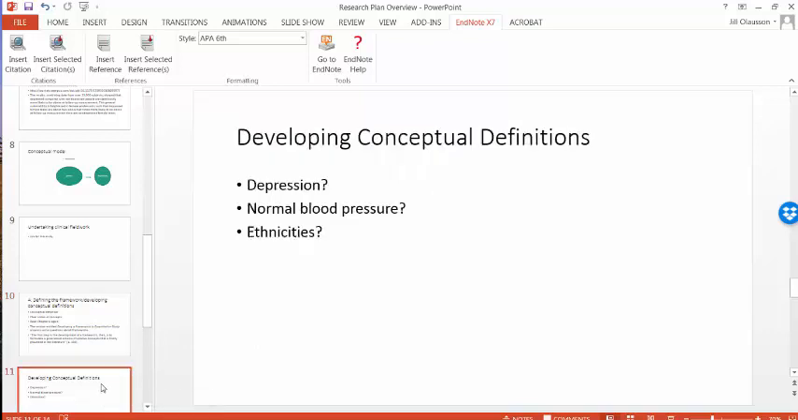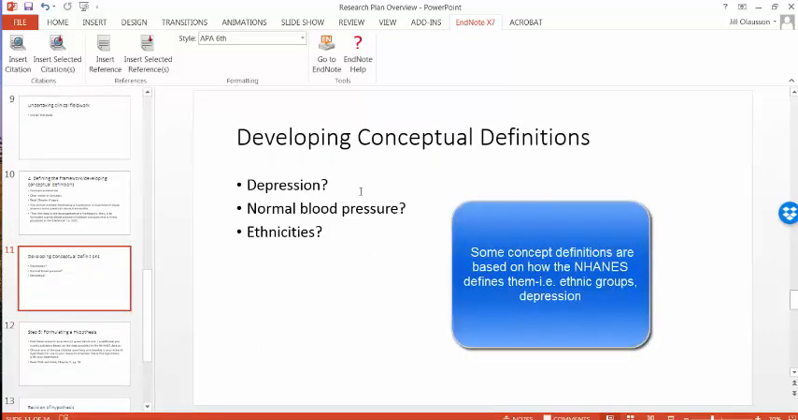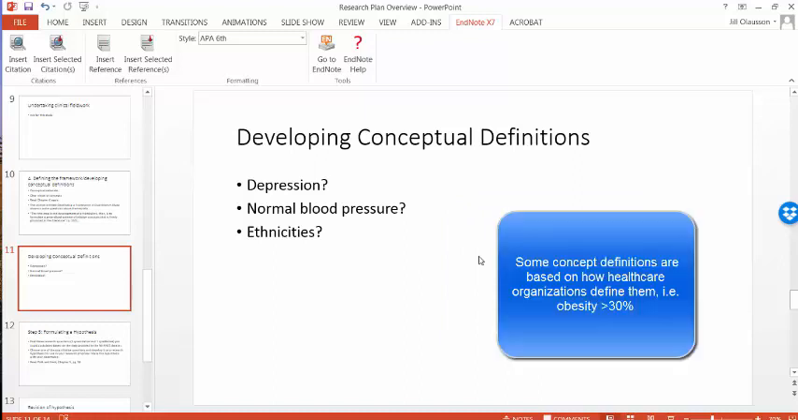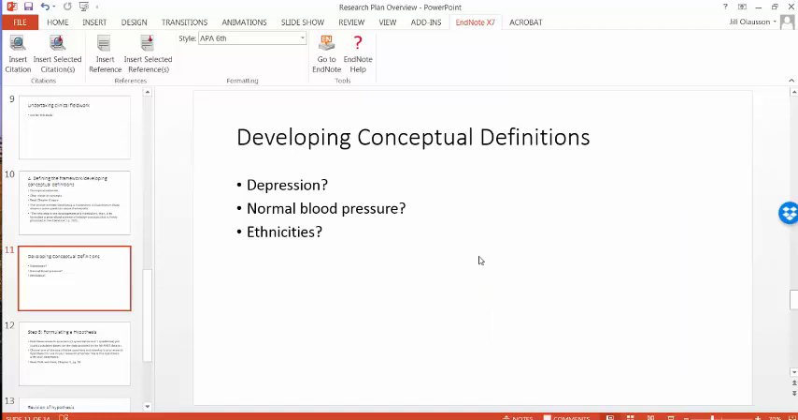And so if you're going to be looking at depression, well, what is depression? How are they defining, or are you defining, depression from the NHANES data? If you're saying that people who are overweight have different ethnicities, or ethnicity is related to obesity, we'll define what is obesity. What are the ethnicities that we have in this study? So you really have to know your variables inside and out.